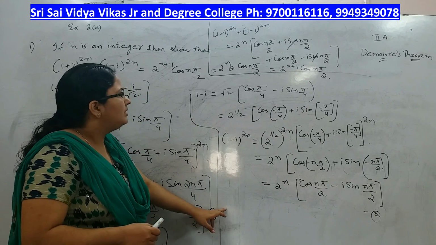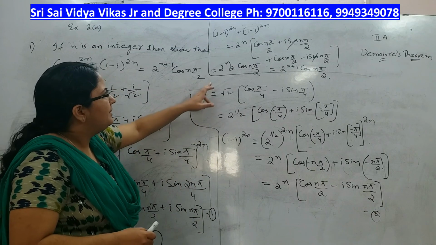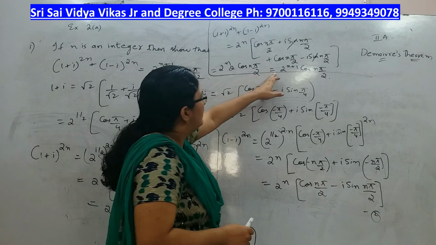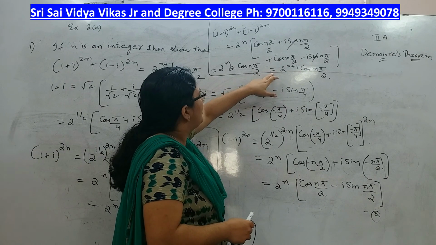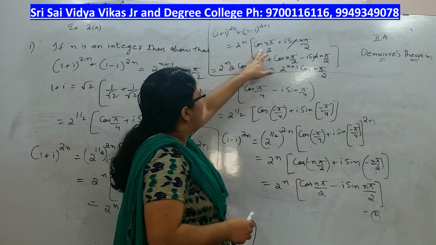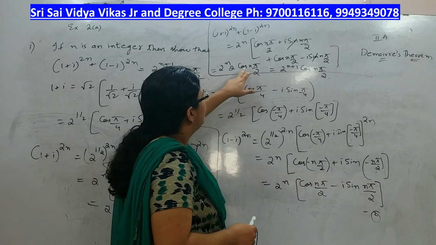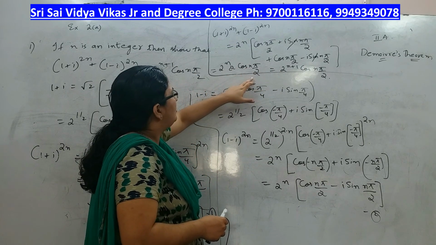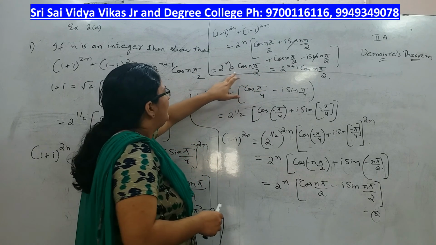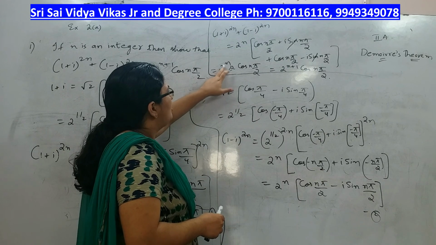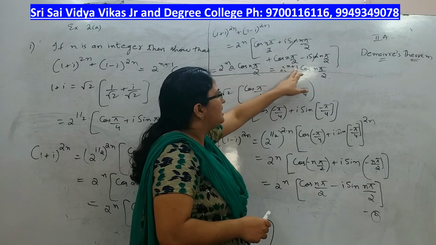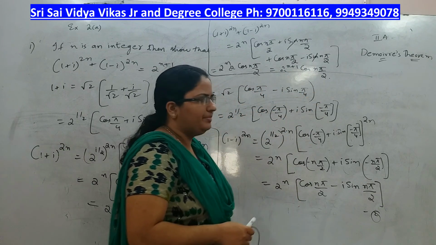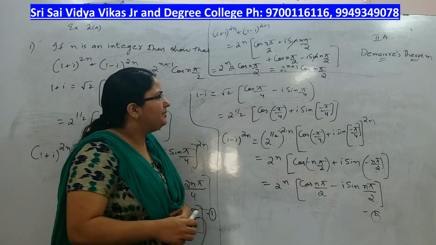Add 1 and 2. If you add 1 and 2 you get cos n pi by 2 plus cos n pi by 2, and i sin n pi by 2 minus i sin n pi by 2 gets cancelled. So cos n pi by 2 plus cos n pi by 2 is 2 cos n pi by 2. Now this can be written as 2 power n into 2. 2 power n into 2 is 2 power n plus 1 cos n pi by 2. That's about the problem.